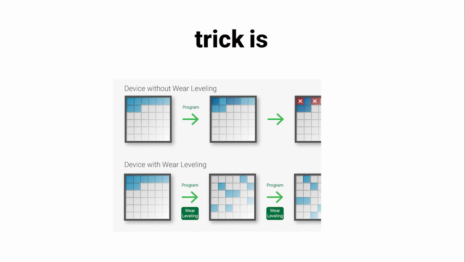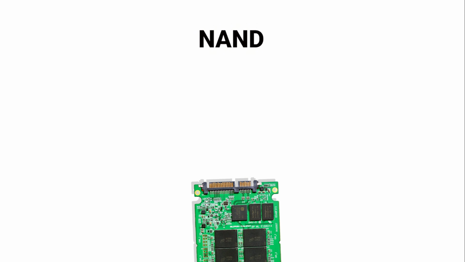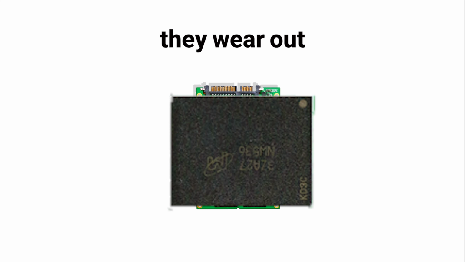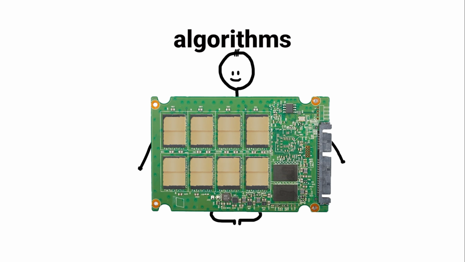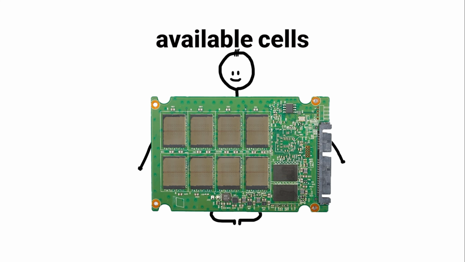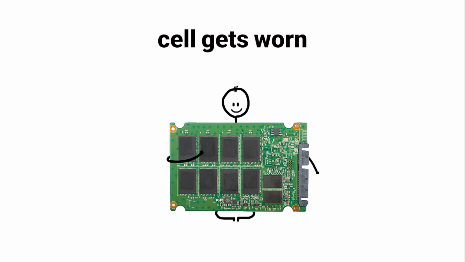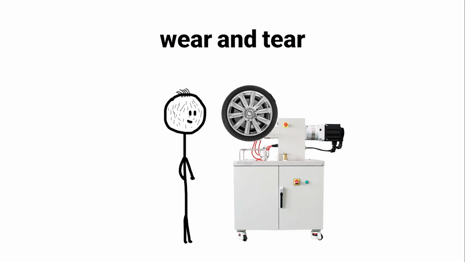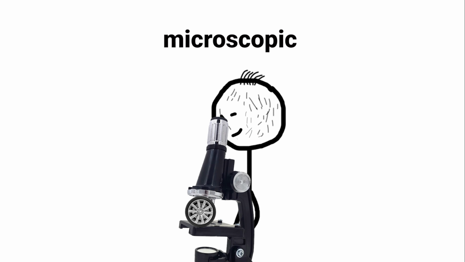One such trick is called wear leveling. Because NAND flash cells have a limited number of write cycles before they wear out, SSDs use sophisticated algorithms to spread writes evenly across all the available cells, ensuring that no single cell gets worn out prematurely. It's kind of like rotating your tires to ensure even wear and tear, but on a microscopic scale.